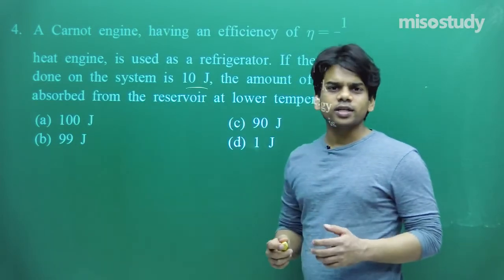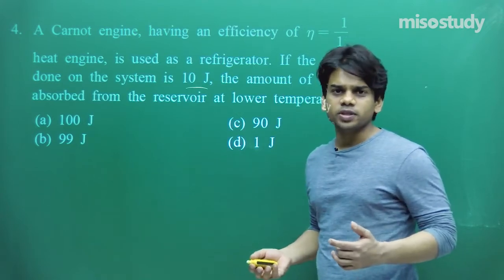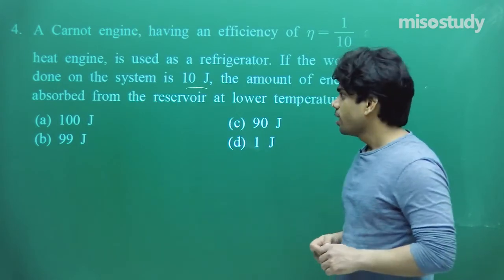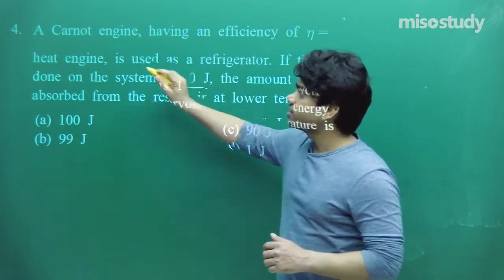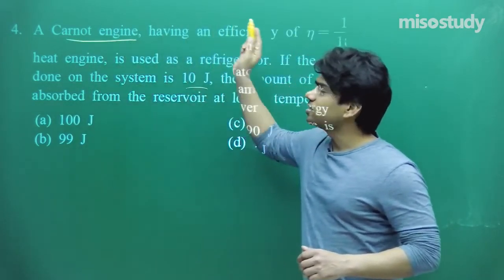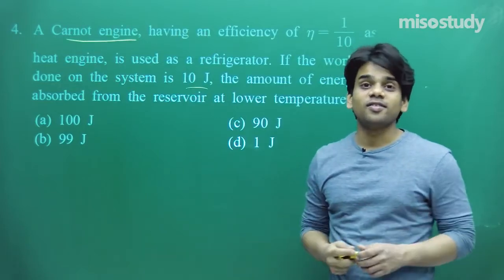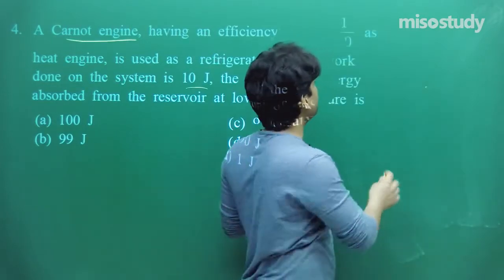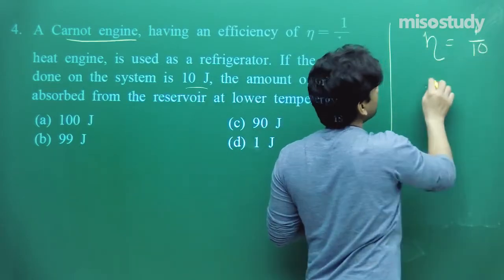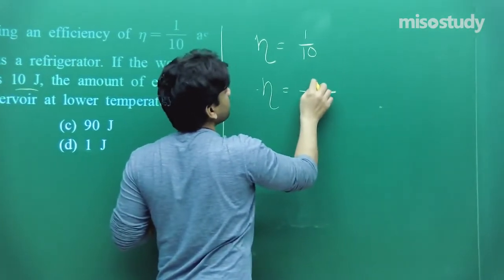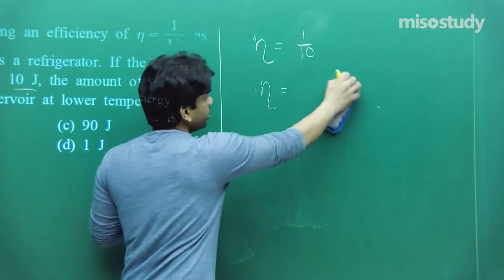So we need to identify the amount of heat energy that is absorbed from the reservoir which is at the lower temperature. Now see, in this case, don't use the formula for a refrigerator, use the formula for a heat engine, because it says that it is working as in the case of a Carnot engine. The efficiency is given as eta, and that is equal to 1 by 10. Eta equals 1 by 10, this is the efficiency, and efficiency can be written as 1 minus T2 by T1.